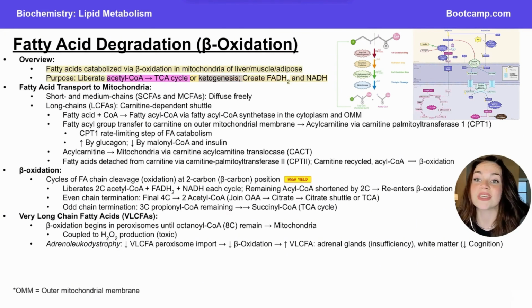Let's talk first about how we get the fatty acids into the mitochondria, because that's a testable point. So remember from our Intro to Lipids video, we can categorize fatty acids by the number of carbons along their carbon tail. Short chain and medium chain fatty acids, basically any fatty acids fewer than about 12 carbons, can diffuse freely into the mitochondria. Easy enough to wrap your head around. Long chain fatty acids, though, are going to need more of a specialized chaperoning process across that mitochondrial membrane. And that chaperoning process is going to be a carnitine-dependent shuttle.